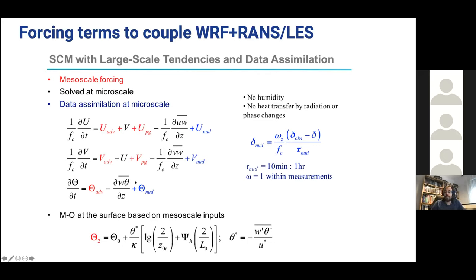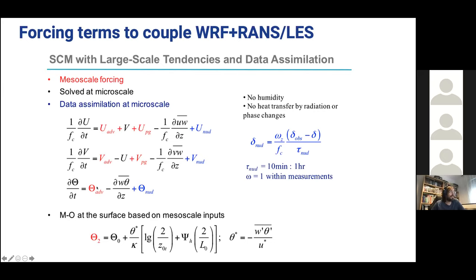and at this moment we don't have a clear opinion. We have done some simulations with nudging and without nudging, and we don't see big improvements in the results. But this is something we are studying, how to do this nudging in order to avoid some drifting from the WRF predictions, especially at the top of the domain of our microscale simulation.